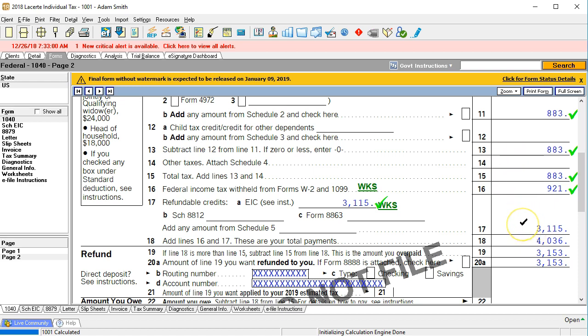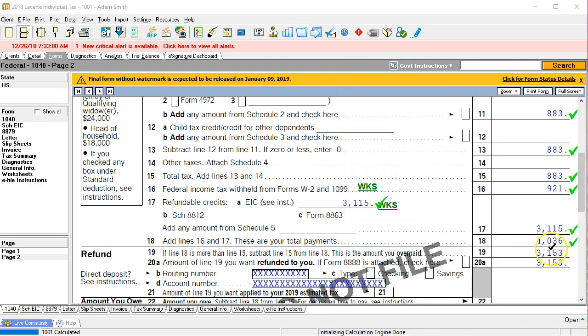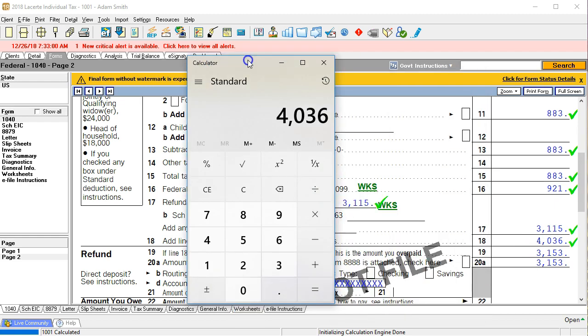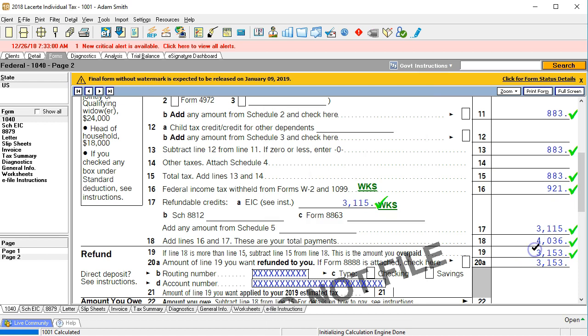So that gives us the $3,115 for a total of $4,036. That being the 921 plus 3,115, and that gives us the 4,036, and that is the amount on line 18, which is to add line 16 and 17. These are going to be the total payments that we have. Then we calculate the amount that's going to be refunded in this case. So the amount refunded would be the 4,036 minus the tax of the 883, and that's going to give us the 3,153. So that's going to be the amount of the refund, the 3,153.